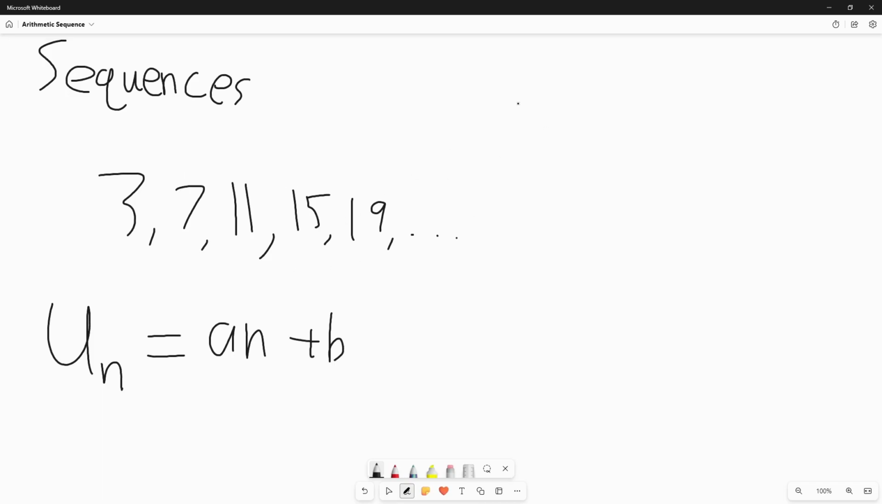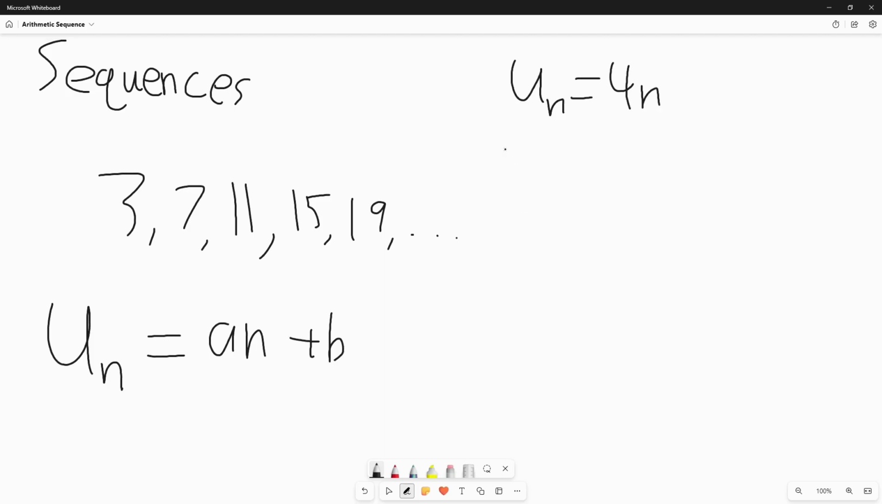So let's write the explicit formula for this sequence. u of n equals 4n, and we have to have a plus b. And how do we find b? Well, if we know what n is, and we know what the term is in that position, we can just plug n into this equation to find b.